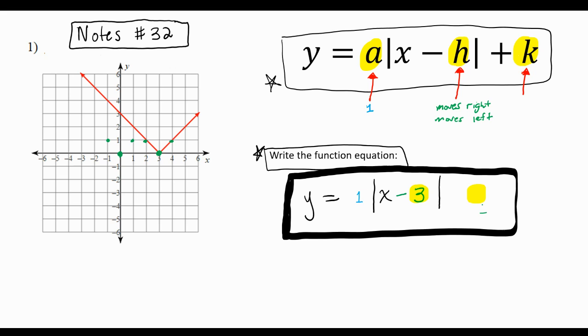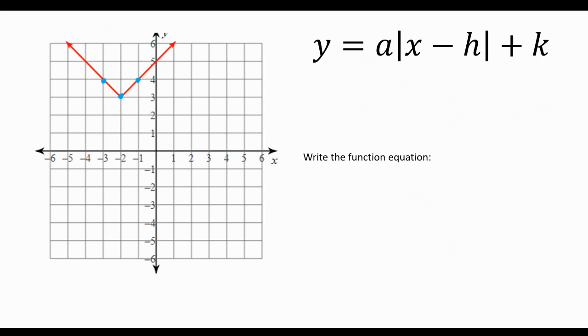Now, is there any K movement? No. This graph would either go up or down, and there is no up or down, so we don't need a number here. And nobody really writes this hidden 1. So there's your equation. Now, if you looked at this equation, and I asked you which way does this graph move for negative 3, you should be saying right 3. And the graph did move to the right 3 from the parent function. It shifted to the right. Okay, let's go to the next one.